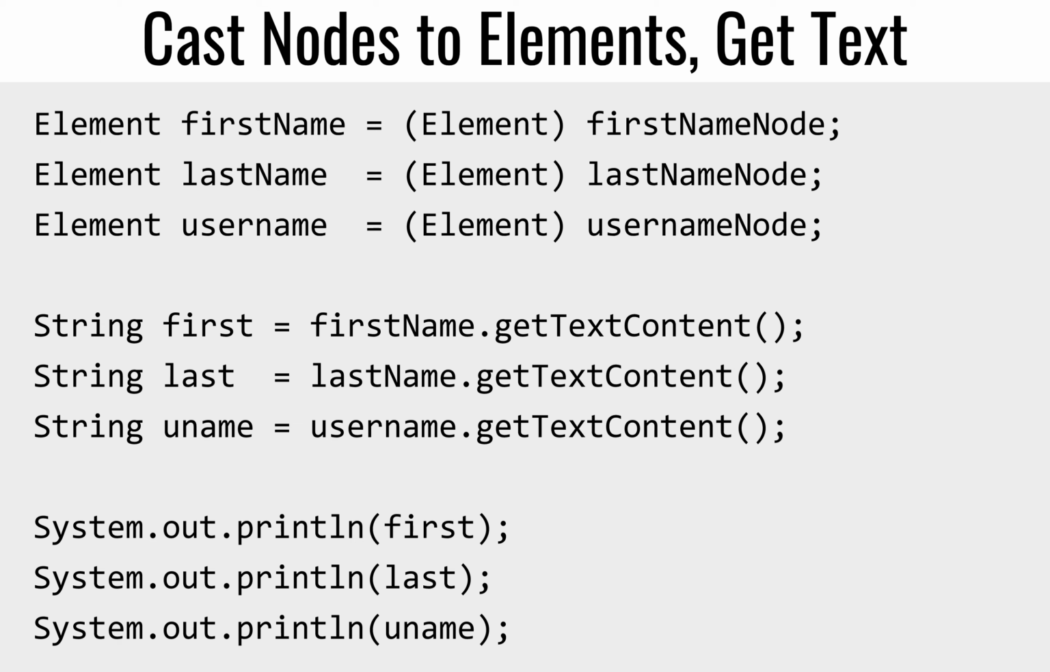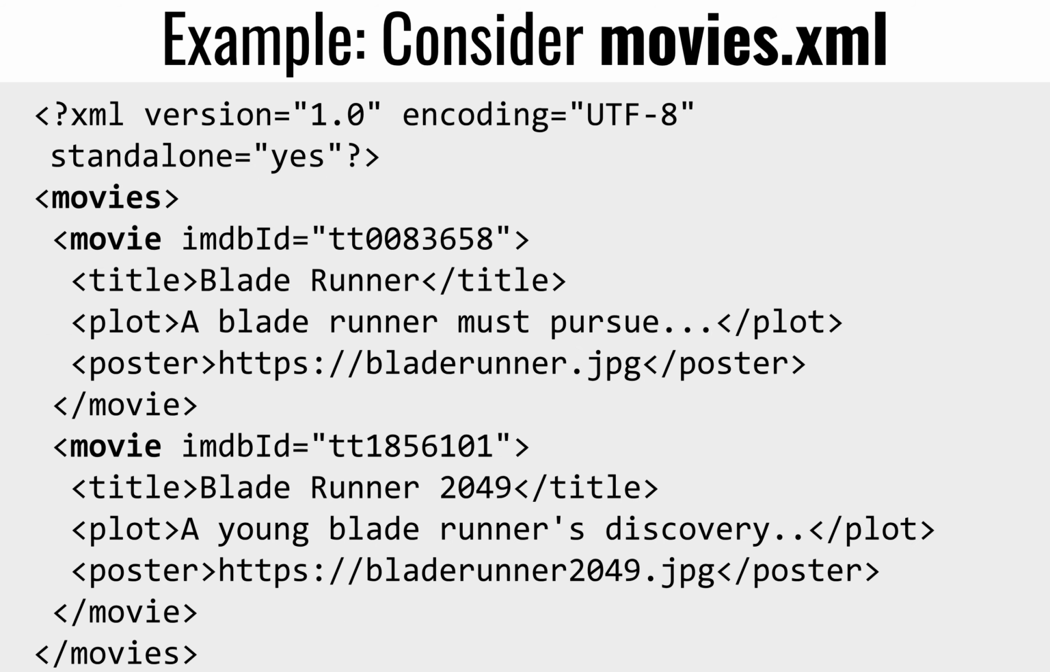So to do that, we can retrieve the text by just saying element.getTextContent, and retrieve the actual value of the first, last, and username, and then just print it out. Again, this is all very standard W3C. So this is not particular to Java or not.